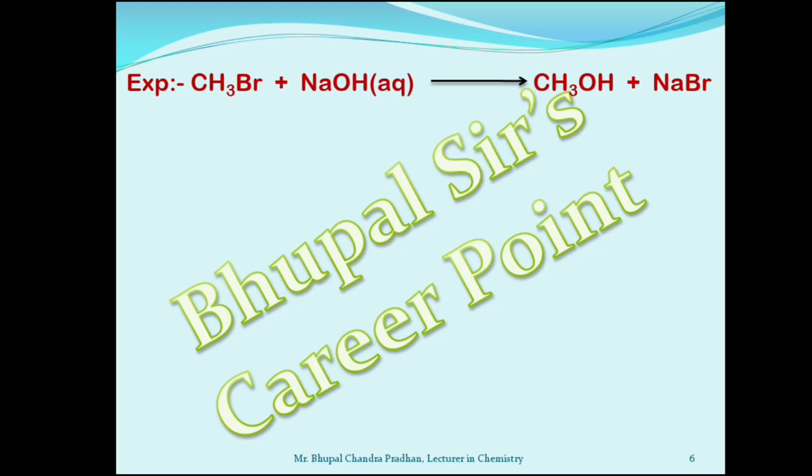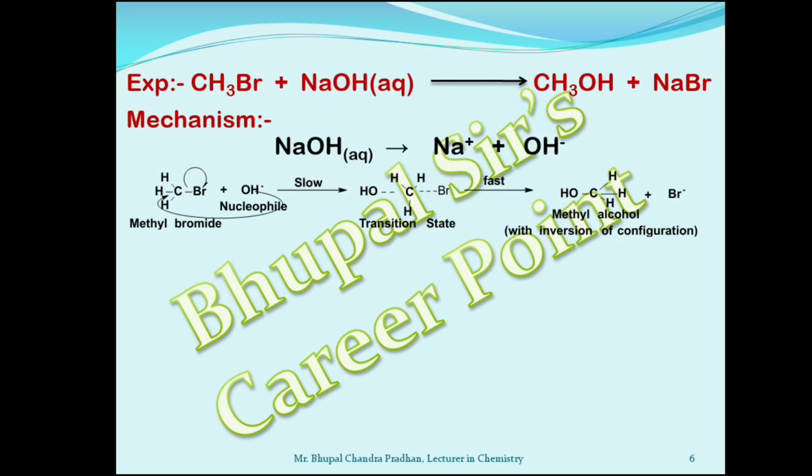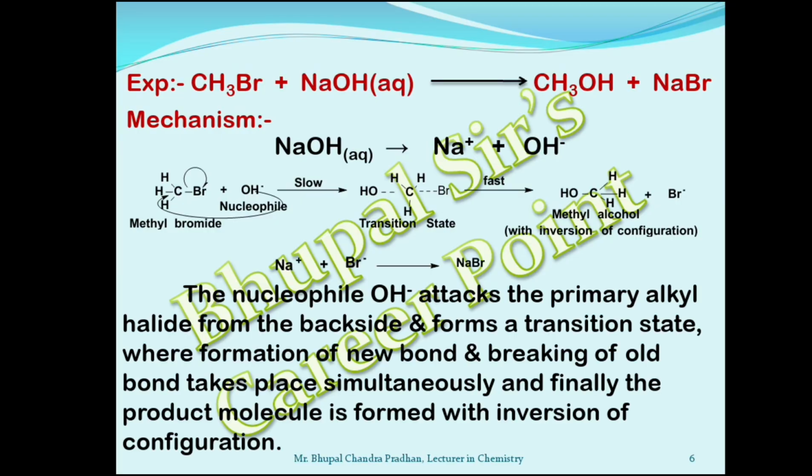Thus, in this case, the mechanism occurs here: how OH- attacks from the backside, and how the transition state is formed. We can represent this in the previous slide and also on this side. How the inversion of configuration is obtained is represented clearly in this video. Then Na+ and Br- combine to give NaBr. After writing the mechanism, the description of the nucleophile OH- can also be written.